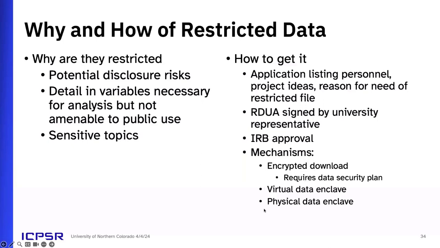And then the data come to you in one of 3 ways. If there's little additional disclosure risk, or the data aren't on particularly sensitive topics, you can get them through encrypted download. You'll get an email with a password and another email with a link, and you can download the data one time. You do have to fill out a data security plan if that's how you're going to use the data.